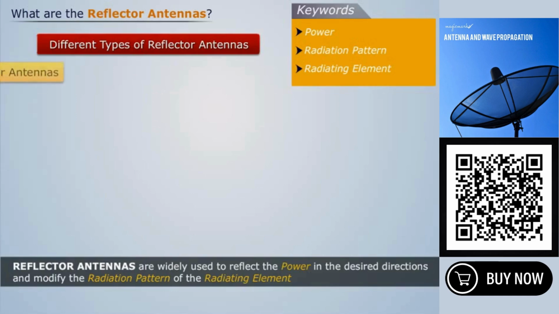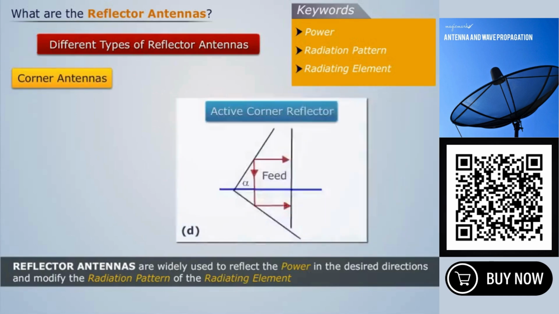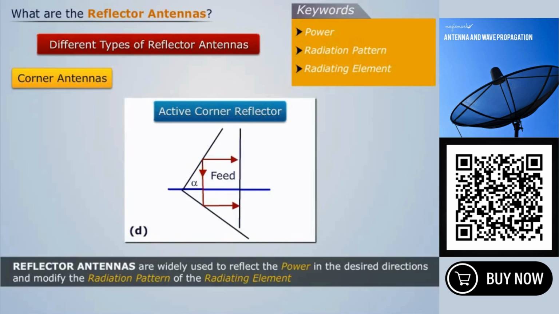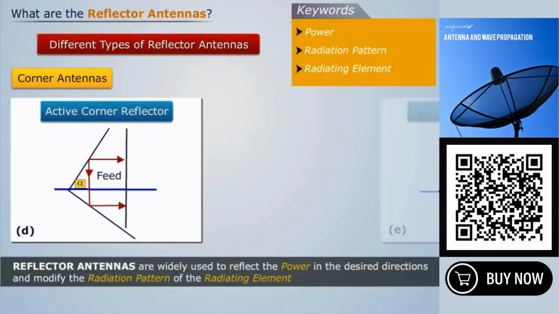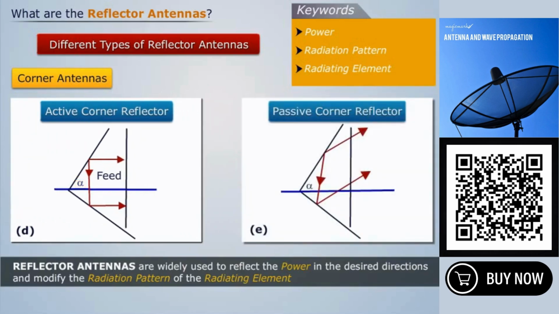Now we will talk about the corner antennas. Basically, there are two types of corner antennas. With two flat sheets intersecting at an angle alpha, which is less than 180 degrees, this arrangement is called an active corner reflector antenna, and a sharper radiation pattern than from a flat sheet reflector can be obtained in passive corner reflectors.